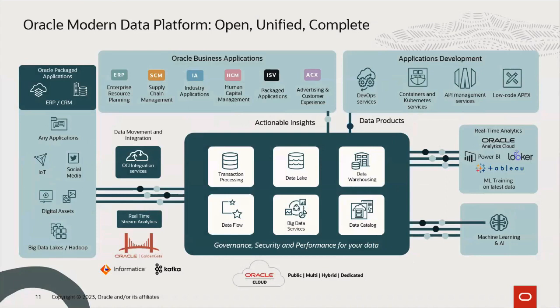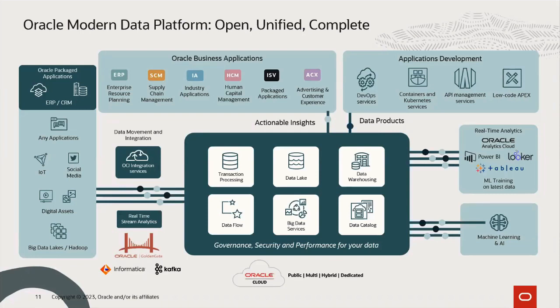As you see, there are many components here, and a couple of items of importance I want to touch on. The first is the data sources, what we call the systems of record. On your left-hand side, you see Oracle packaged applications. On the top, you see Oracle business applications. Then there are things like any applications, IoT, social media, digital assets, big data lakes, or Hadoop. So these are the enterprise data sources which an enterprise normally interacts with today, and we cover it all.